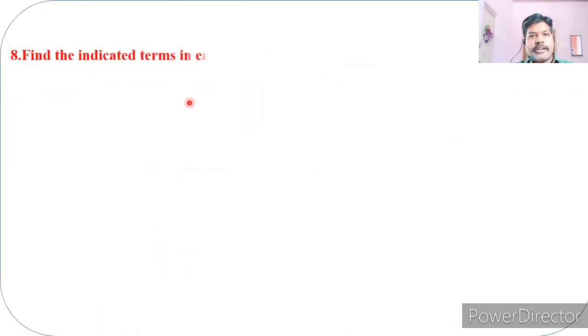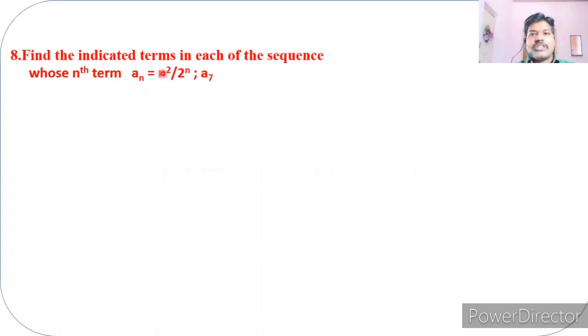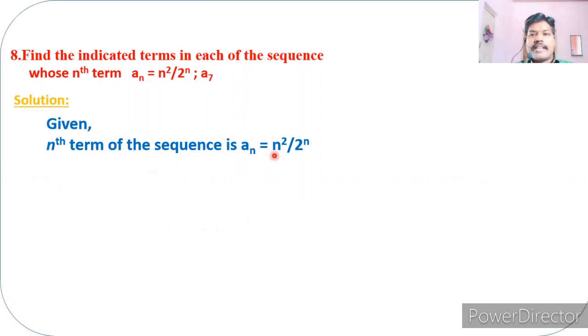The question number 8 is: find the indicated terms of each sequence whose nth term is an is equal to n square by 2 power n. They are asking to calculate A7, the 7th term. For this 7th term, first take the nth term. What is given? The nth term is an is equal to n square by 2 power n. Just substitute n is equal to 7, and we will get the a7 value.